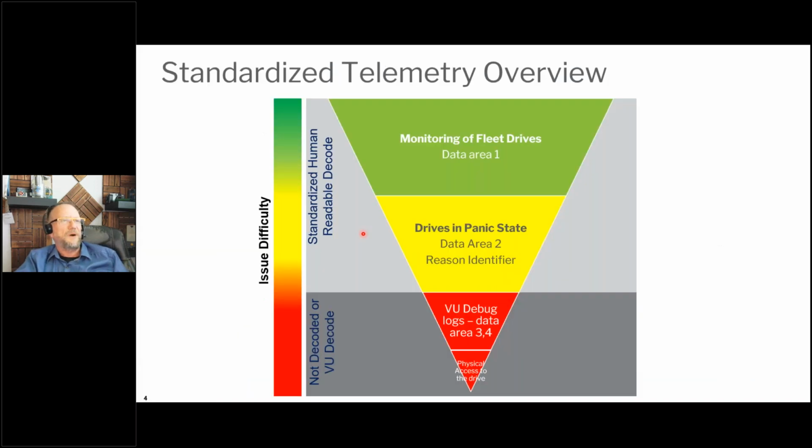So, just to offer some view, at least Micron's view on this, there's going to be a region of standardized human readable decodable regions in data area 1 and 2. That doesn't prevent data area 3 and 4 to potentially have some vendor unique logs and worst case physical access to the drive. The goal is that we're catching the preponderance of whatever issues we're dealing with in a fleet situation with the standardized telemetry tool, but it does recognize that it's probably going to be nearly impossible to get everything that you might want into data area 1 and 2 exclusively.